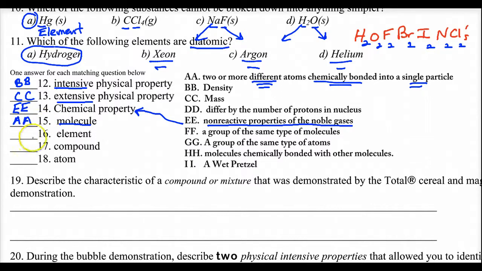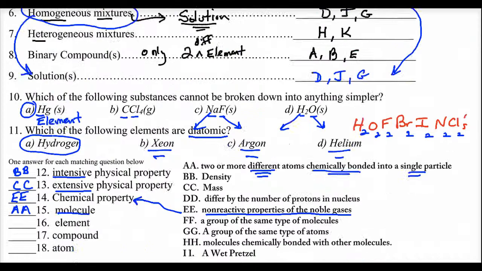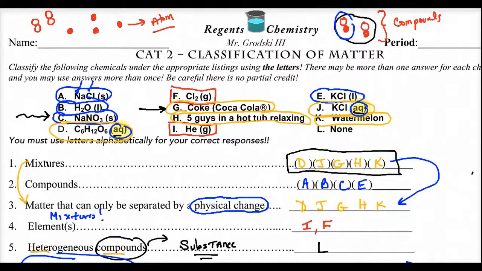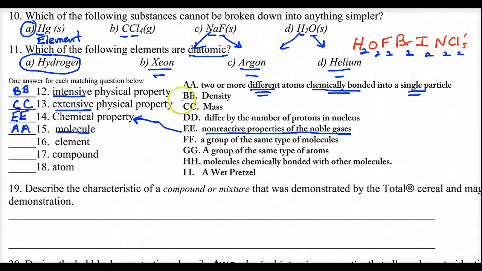All right. Element is made up of the same what? Atoms. The picture I drew above here. These are the same atoms. This is one element. This is another, even though it's diatomic. Okay? So, element is a group of the same type of atoms. So that's your GG.